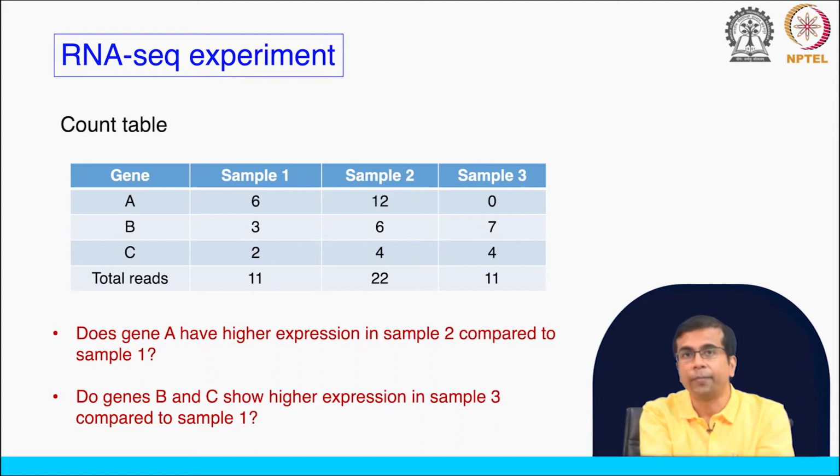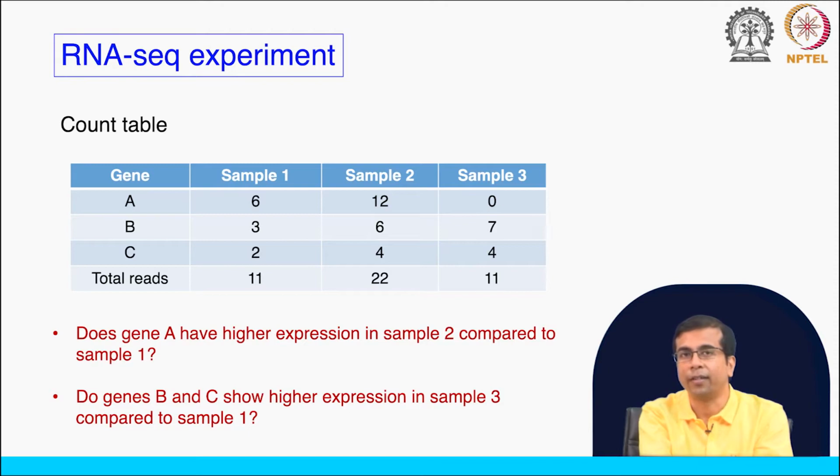Now, the question is: does this mean gene A has higher expression in sample 2 compared to sample 1? You see, in sample 2 there are 12 reads mapping to gene A, whereas in sample 1 there are 6 reads mapping to gene A. Does this mean gene A is highly expressed in sample 2?